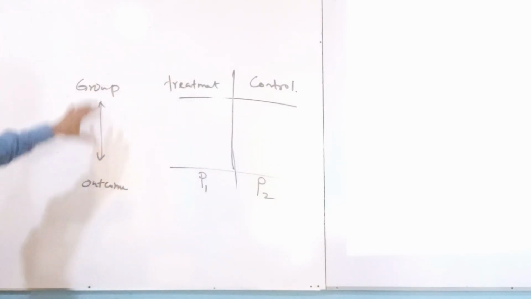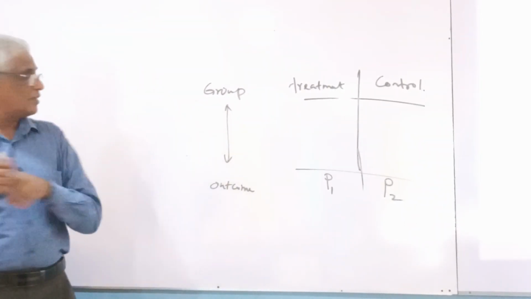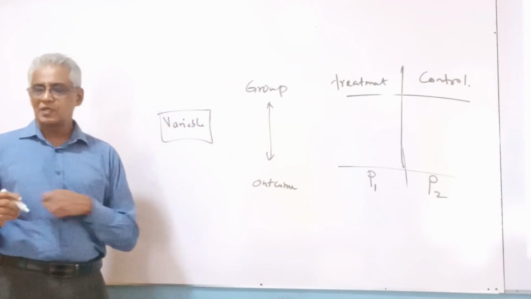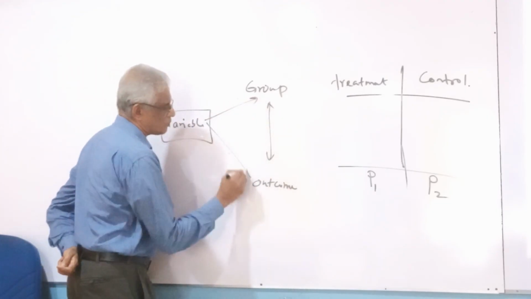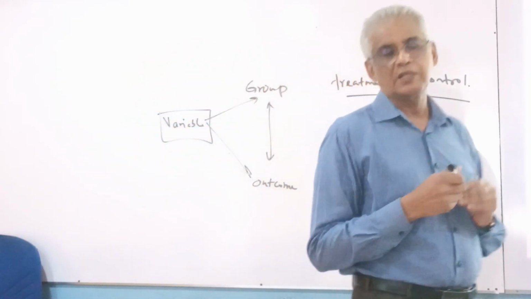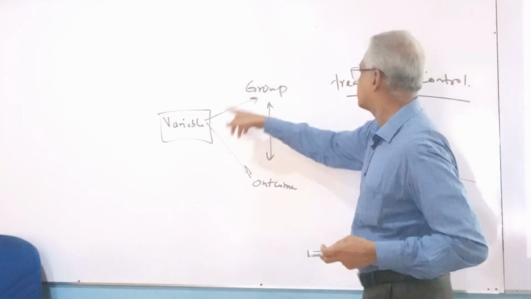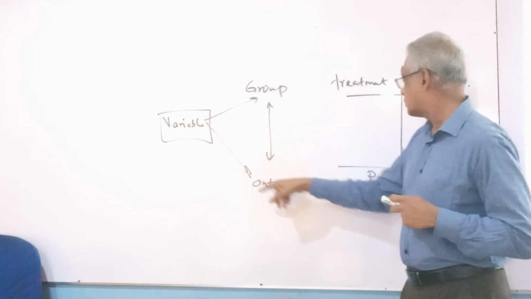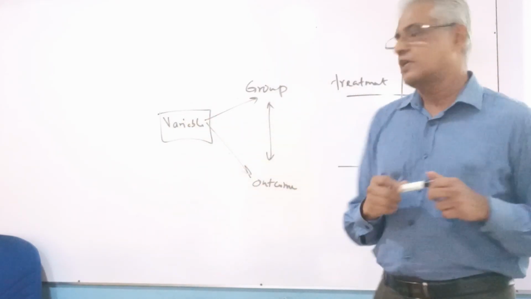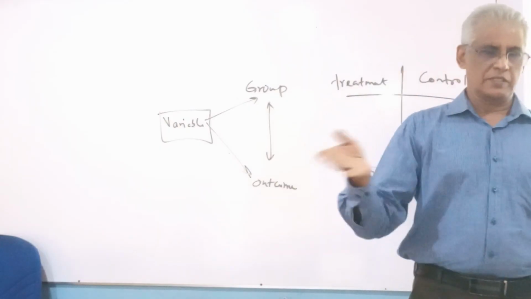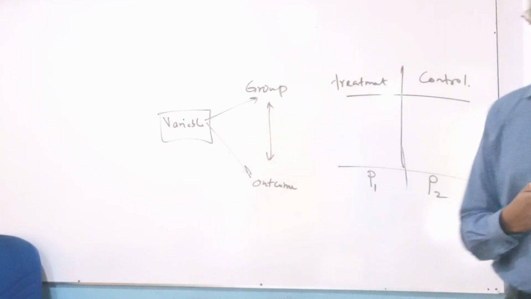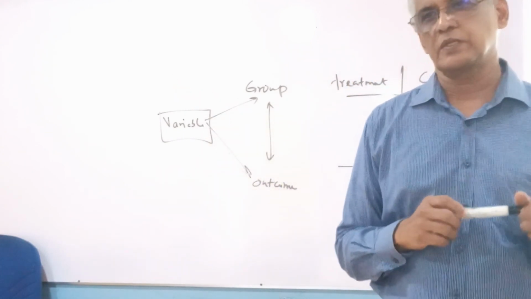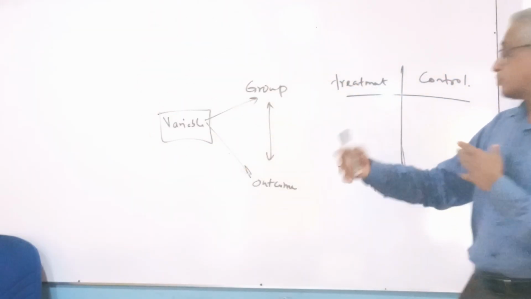So you have already two variables, but suppose now there is a third variable, some other variable, which is associated with both of these. Some other variable which is associated with the group variable, whether they are getting the treatment or not, and also associated with the outcome. If there is that kind of variable related to this experiment, then we say that kind of variable is a confounding variable.